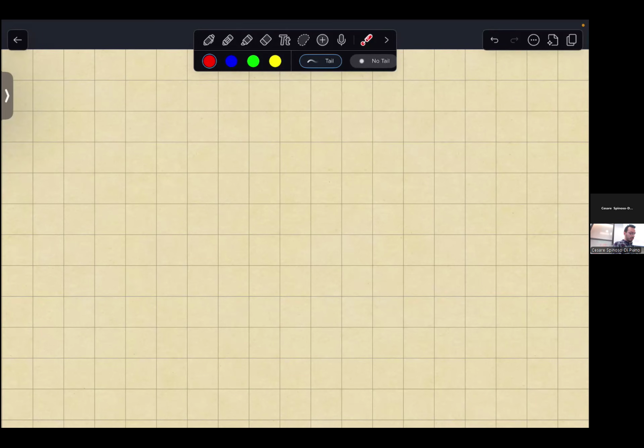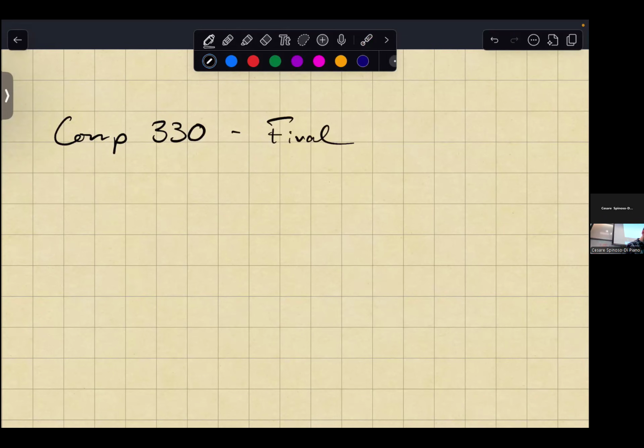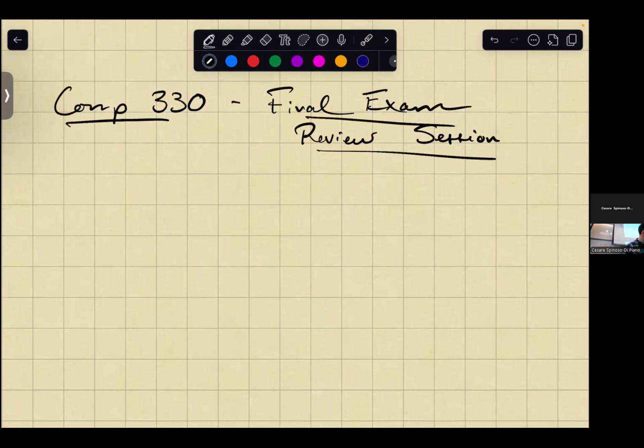The thing that we'll be recording will be a Complete 30 final exam review session. So the plan for today is to solve many problems from problem set 6, but also problems from the rest of the semester, which is doable because problem set 6 also contains some review questions, in case you didn't see.